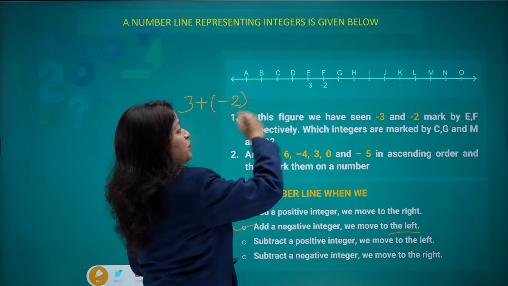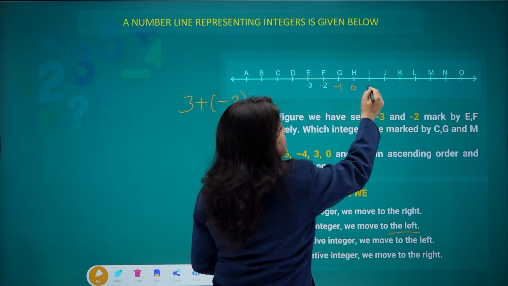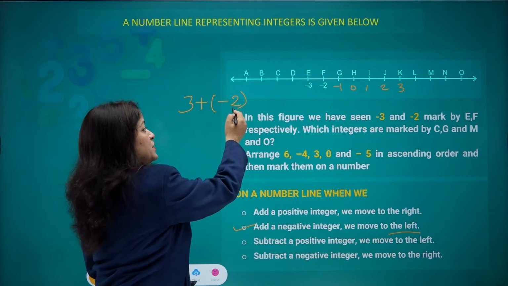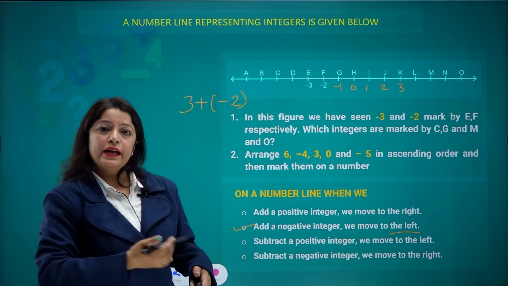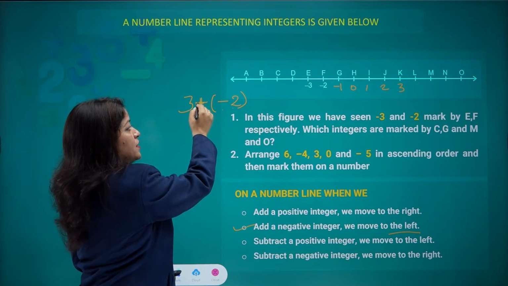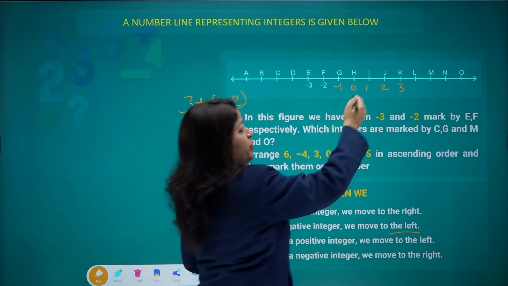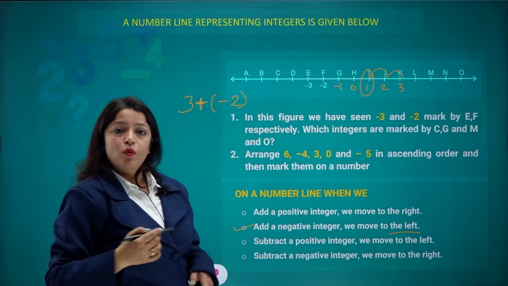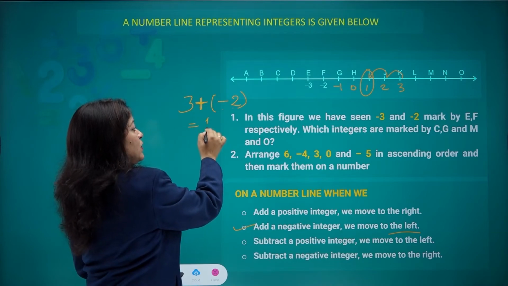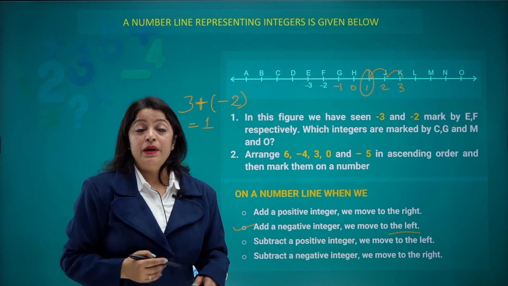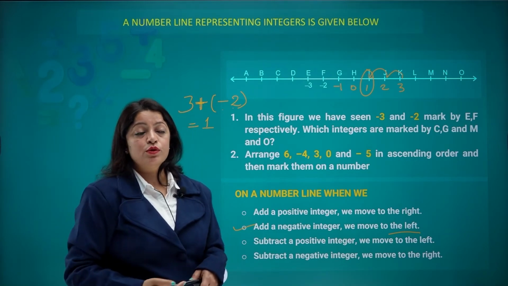So from 3, I have to go 2 steps back. Negative means you are going back, but here you are adding this. Remember this thing. So from 3, you will go 2 steps back, and finally you are reaching the number 1 over here. So the result will be positive 1. So can we apply the same again to the negative numbers also? Let's check it.